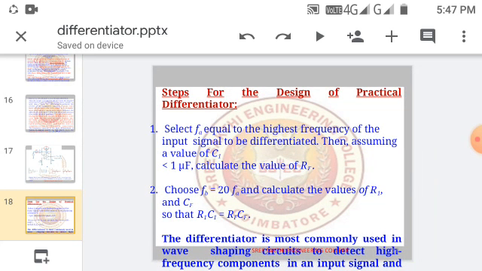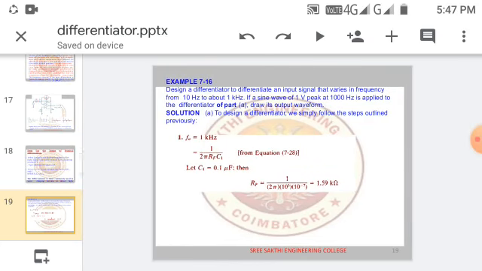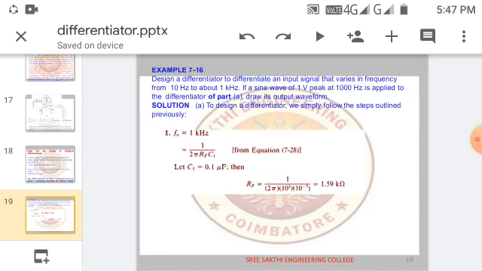The differentiator is most commonly used in wave shaping circuits to detect the high frequency component in the input signal. A problem is given: design a differentiator to differentiate an input signal that varies in frequency from 10 Hz to 1 kHz. If a sine wave of 1 volt peak to peak at 1000 Hz is applied to the differentiator of part A, draw its output waveform.